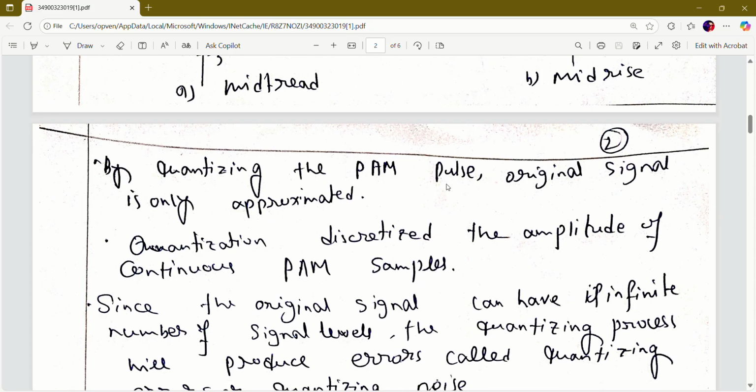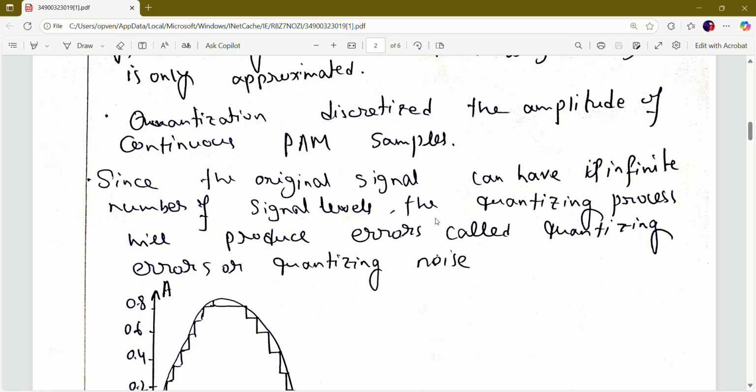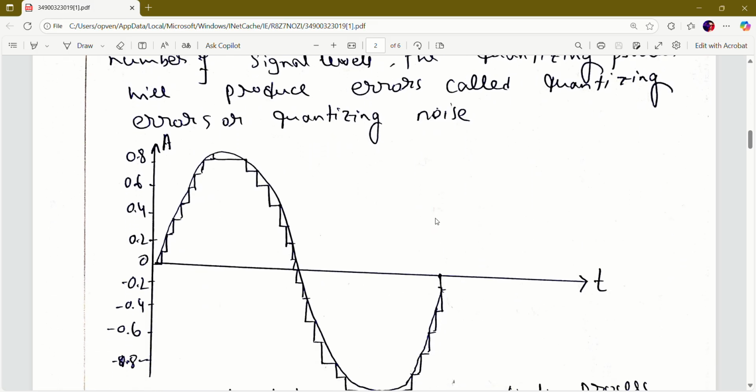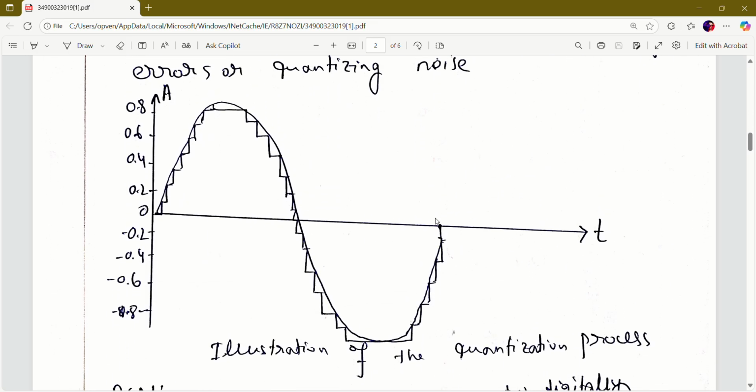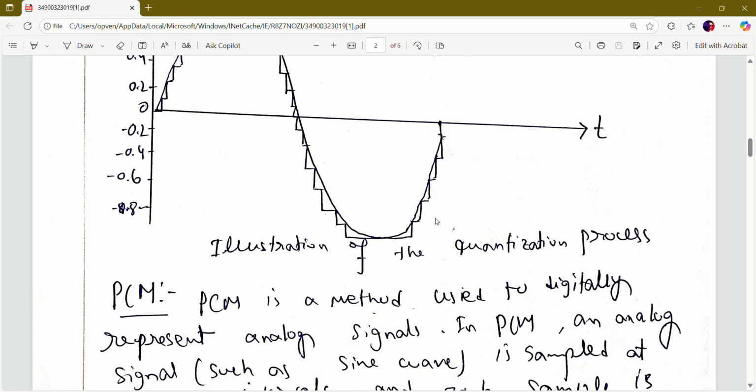Quantization introduces an error called quantization noise, because the original value is replaced with the nearest available level. Okay, then let us proceed with PCM, the quantization process.